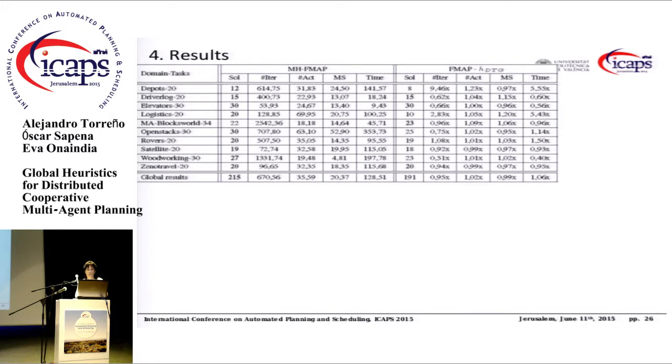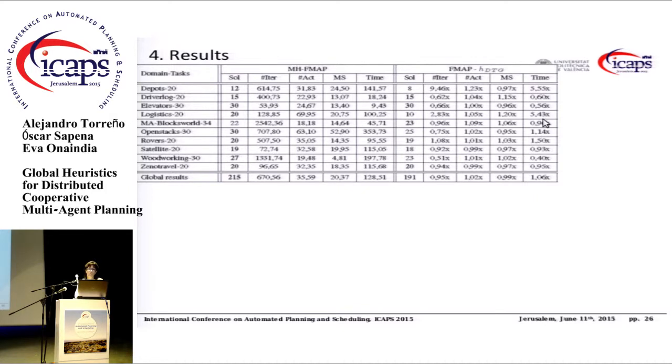results. So with respect to the number of actions, we can see here that values are very close to 1 in all cases, except here in the depots, where the multi-heuristic gets better results. With respect to makespan, values are also very close to 1, except in a couple of domains where they get better results for the multi-heuristic. And with respect to time, these are variable results.